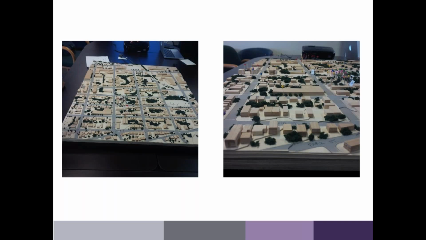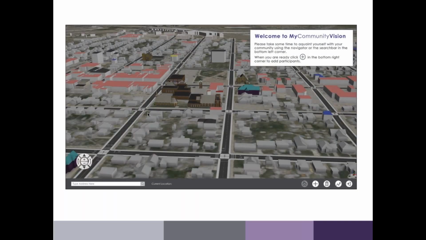Our message to them was, yeah, that's a really great idea, but we could actually do maybe one better. And so what we did was we turned their community into a digital environment. That's where we developed one product within our repertoire of software called My Community Vision. We created a simple three-dimensional representation of this particular town.